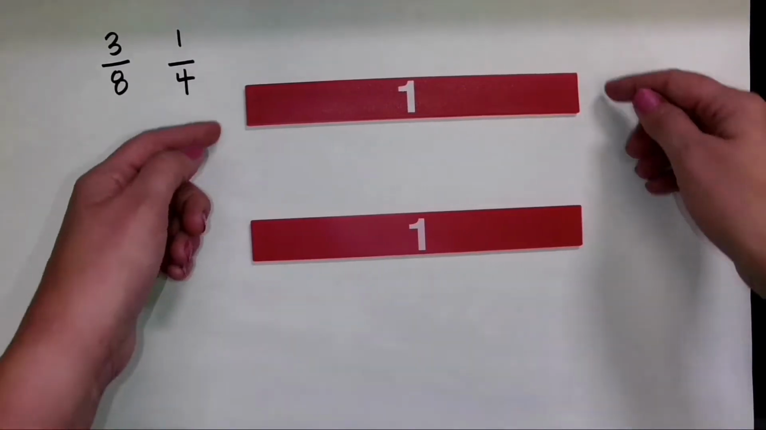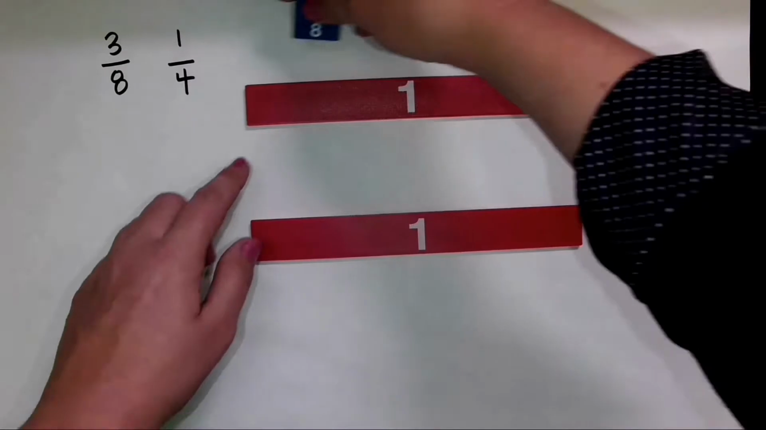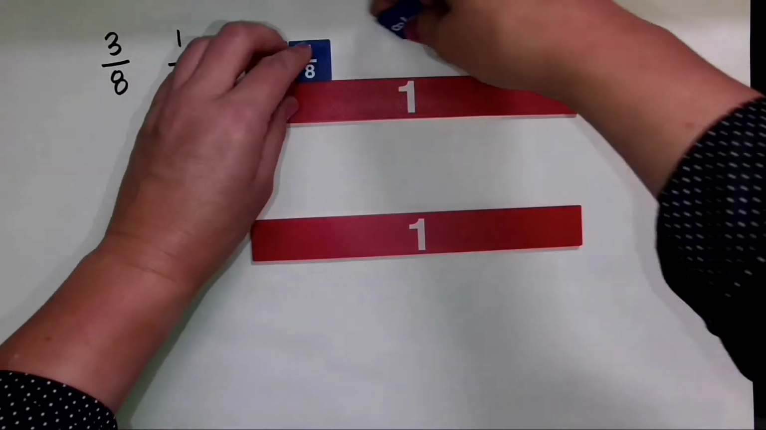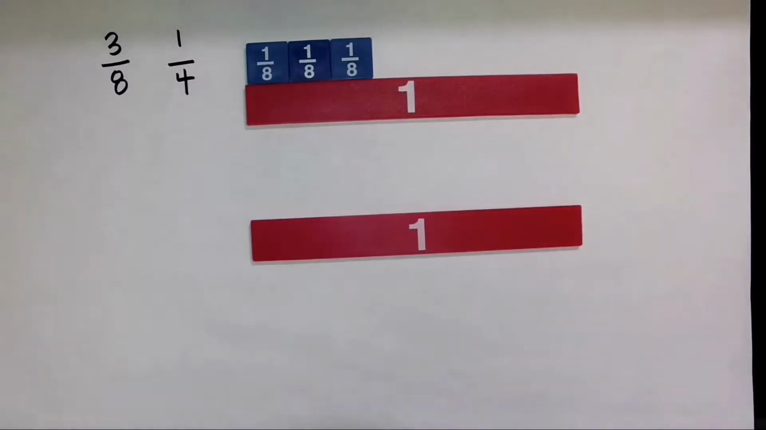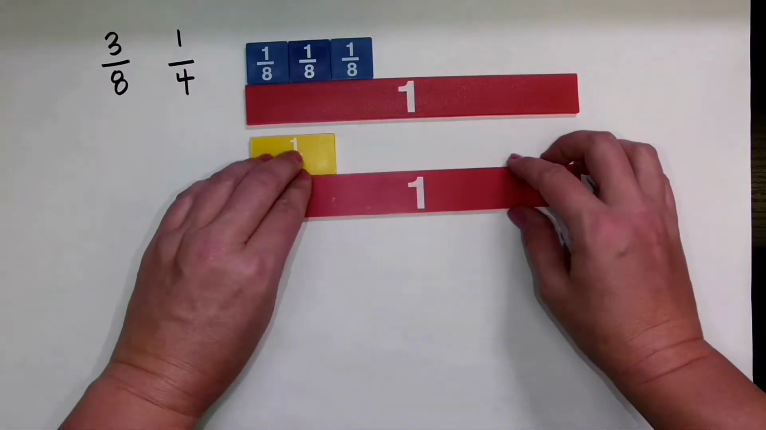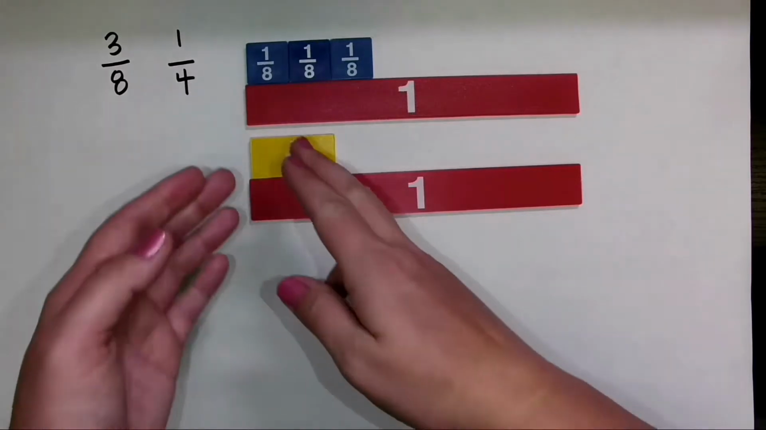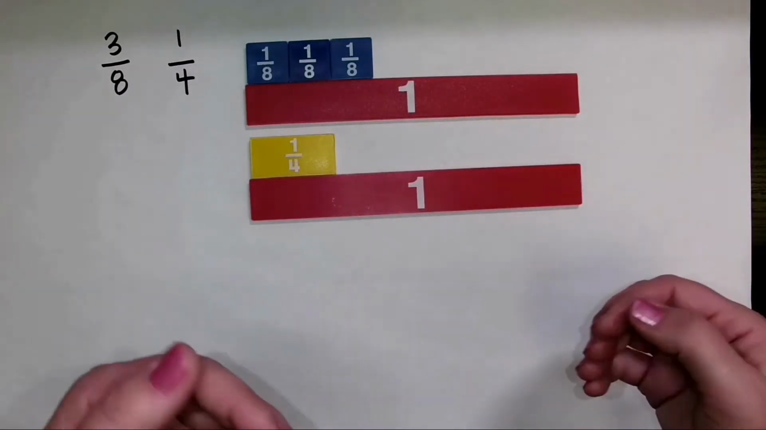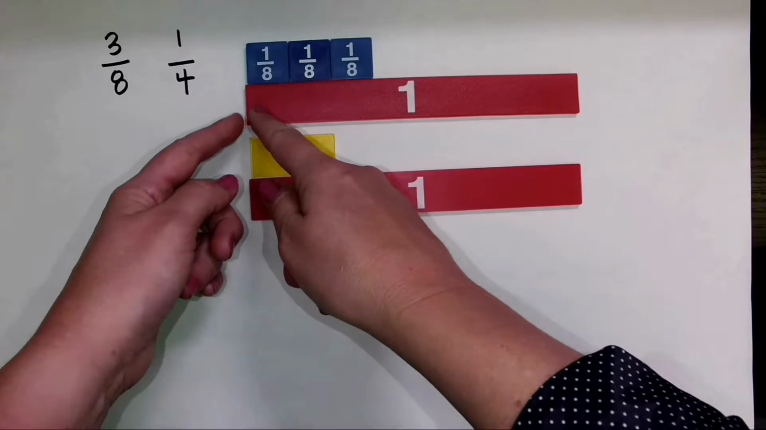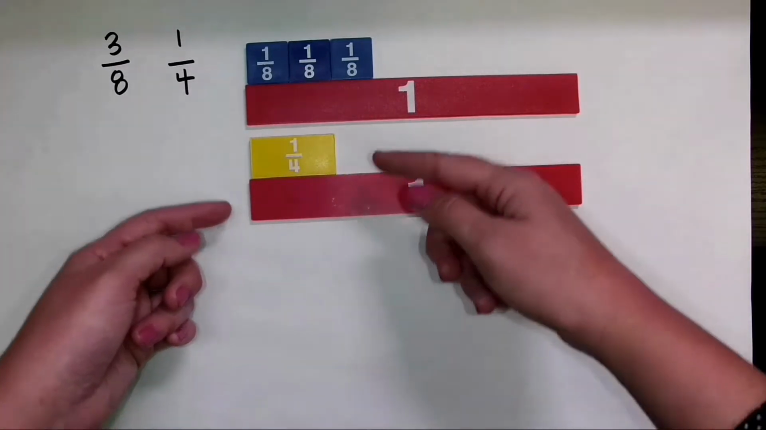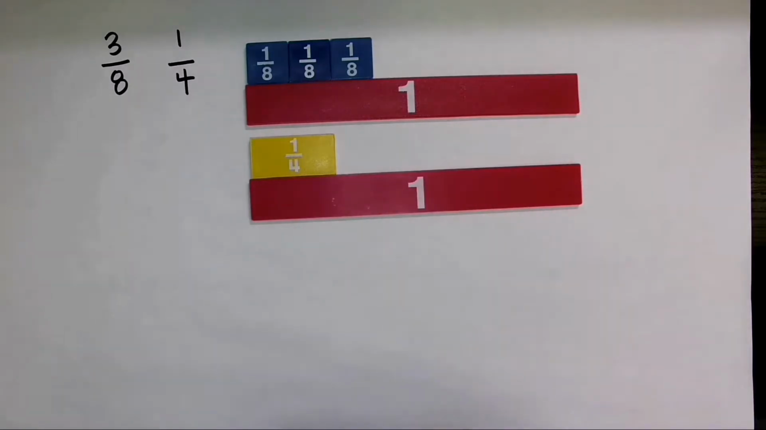I always want to get out my wholes because I have two different fractions. So first I'm going to set up the fraction 3/8, and then I'm comparing that to 1/4. Now, even though these fractions have unlike denominators, I can look at the length of the fractions to compare them. And here I can see that 3/8 has a greater length than 1/4. So 3/8 is greater than 1/4.